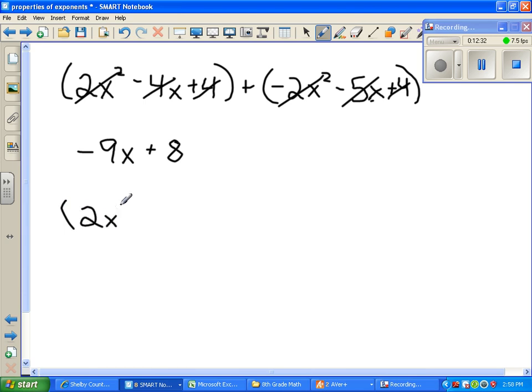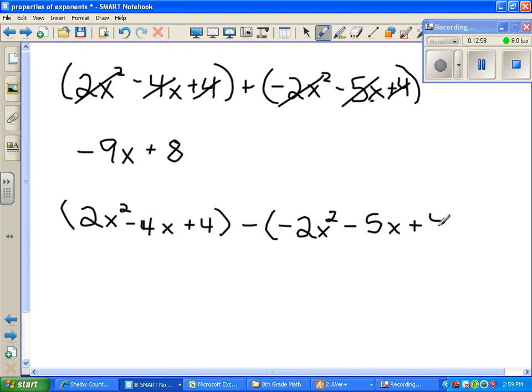2x to the second minus 4x plus 4 is the same thing. But this time we're going to subtract a negative 2x squared minus 5x plus 4. How many of you are using the horizontal method? Yes, we're going across, horizontal. Okay, then I'll continue with this.